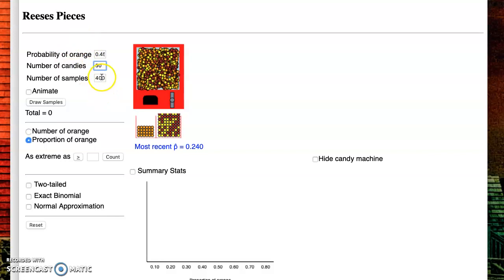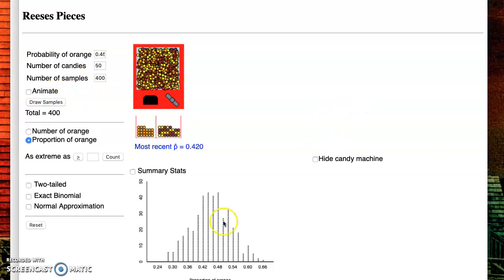I'm going to make this a little faster. I'm going to do 400 samples all at once. So here we go. Take a look at what we have. You can see this is sort of normal, right? The middle of the distribution is right around 0.45, which is my probability of getting an orange, right? That's my proportion. My population proportion is about 0.45. And you can see the spread goes from about 0.28 up to about 0.68, right?